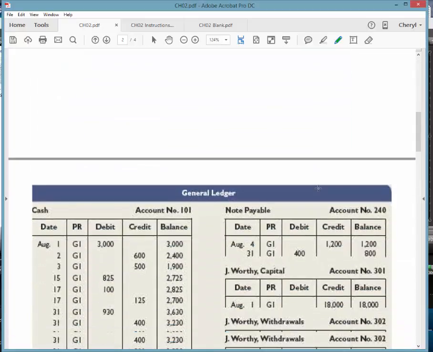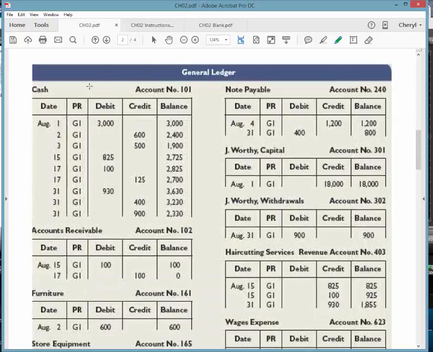So if we look down here at the general ledger, here is cash, August the 1st. The post-referencing column is G1. It was a debit that we did of $3,000 on the general journal. So it's going to be a debit of the $3,000 and then bring a new balance. Because there was no balance before, it now just has a $3,000 balance.